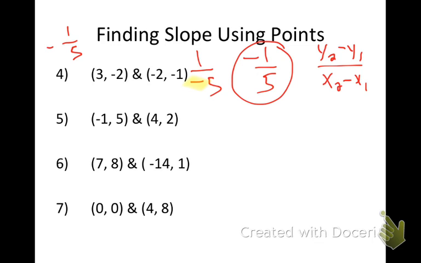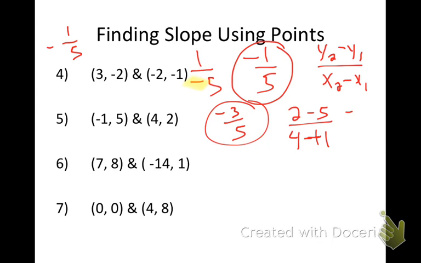Chris, what'd you get for 5? It is not negative 1/3, because it's actually going to be negative 3 over 5 or positive 3 over 5? Negative 3 over 5, yep. So you get negative 3 over 5 there. 2 minus 5 over 4 minus the negative 1, so you get negative 3 over 5. 6. What did you get for 6, Brock?